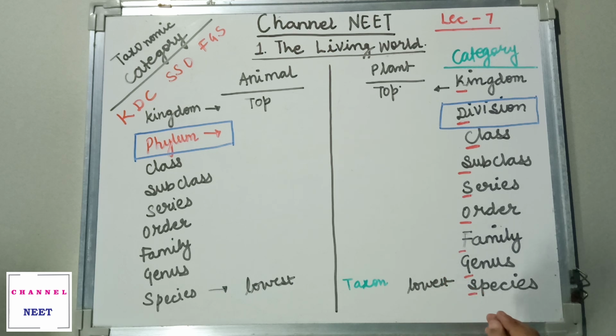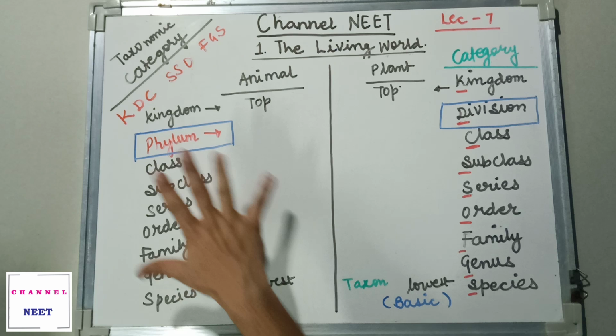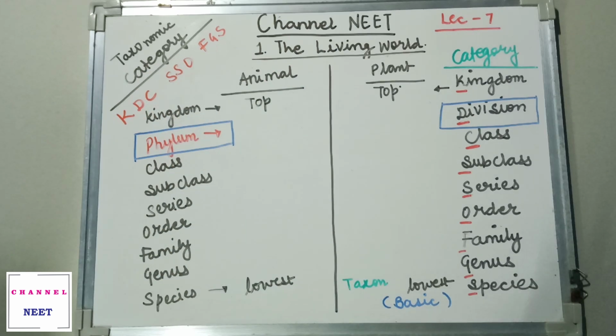Now more importantly, which is the basic structure for a taxonomic category? Species becomes the basic structure. If species is not there, you cannot further classify this particular concept. Okay, so this was with respect to the taxonomic categories. I'll revise or sum up quickly.